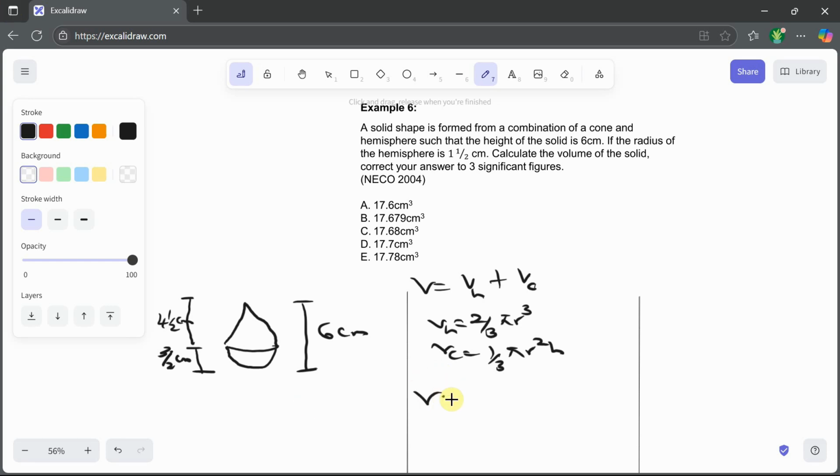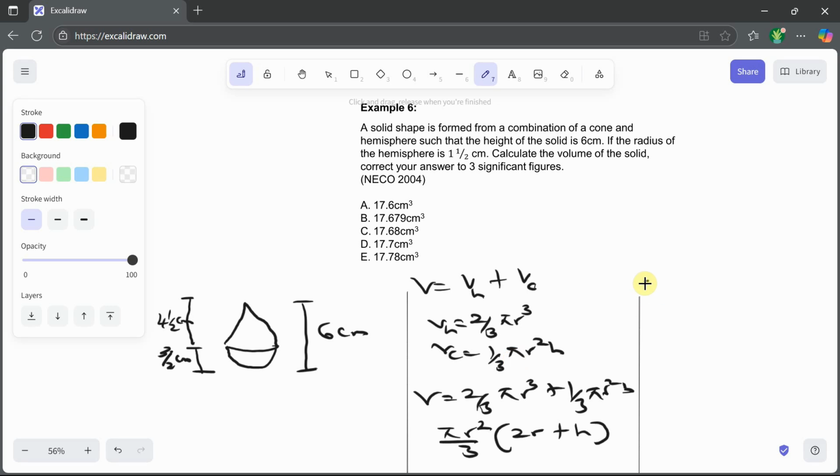So our V here is 2/3 pi r cube plus 1/3 pi r square h. The radius of the hemisphere will be the radius of the cone. We don't need to bother ourselves about that. So I can factor out pi r squared over 3, right? So this will give me 2r plus this will give me h.